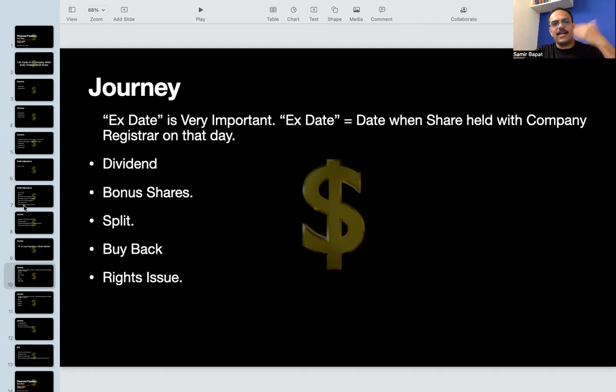So this is what will keep happening, right? So they will give dividend, bonus share. So after coming to the public forum, there will be dividend, bonus share, split, buyback, rights issues. This will keep happening as the company progresses and grows.